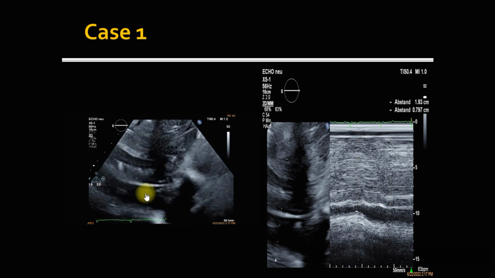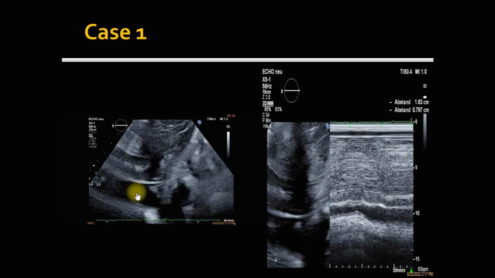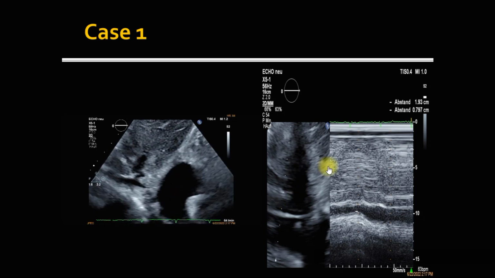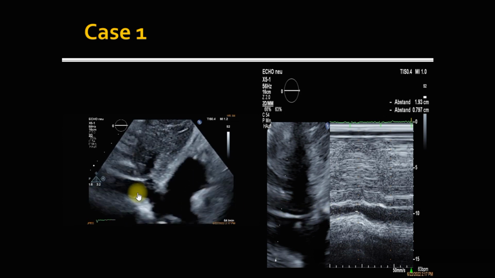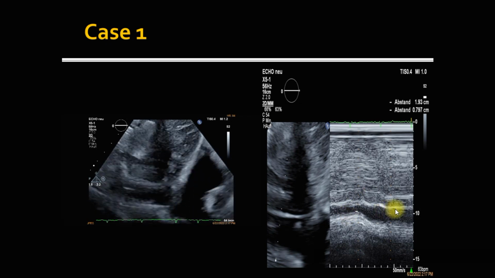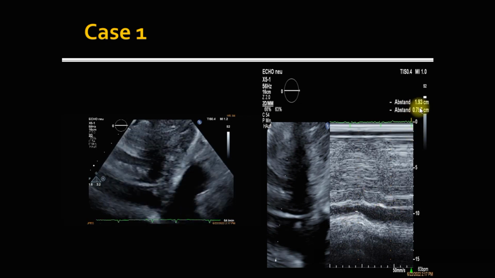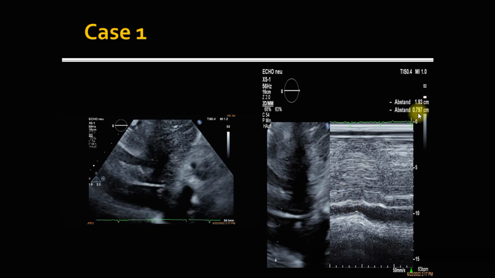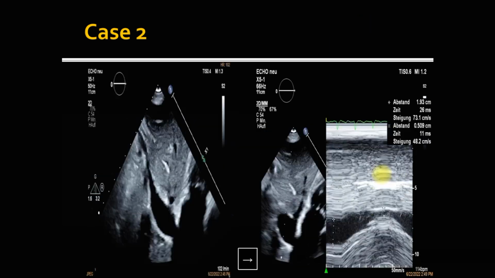Let's see some examples here. In this case, here we have the inferior vena cava. We have placed the M mode. Here, the inferior vena cava collapses with inspiration, but we have to measure it. Here in expiration is 1.9, in inspiration 0.7. That means inferior vena cava diameter is normal, below 20, and inspiratory collapse more than 50%, that means that the right atrial pressure is normal, about 0 to 5 millimeter mercury.